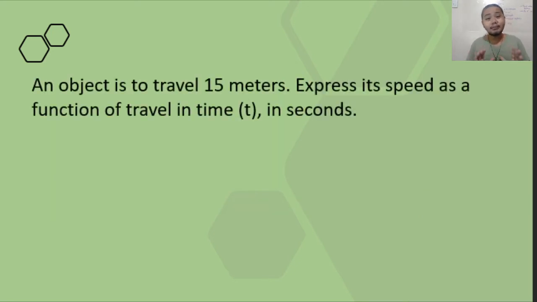So, dito sa example na ito, these are real-life examples na kung saan i-express natin sila into a rational function. Okay? So, let's have the first one. An object is to travel 15 meters. Express its speed as a function of travel in time in seconds. So, itong nakikita nyo sa screen natin, it involves distance, speed, and time.